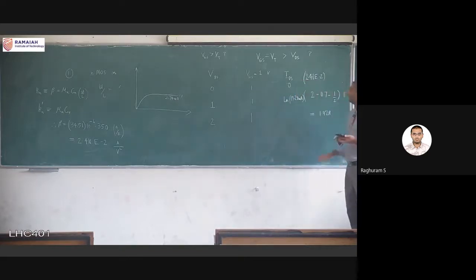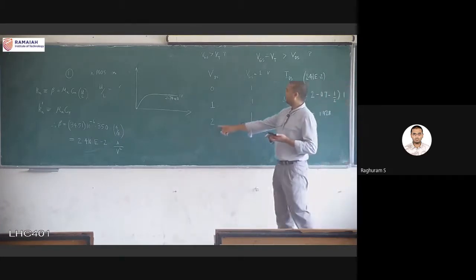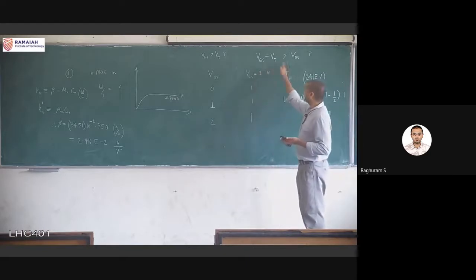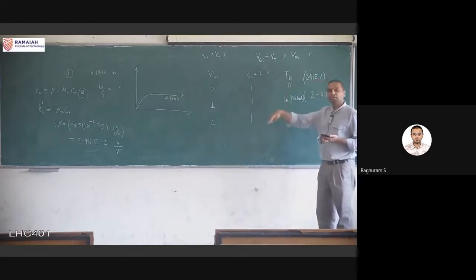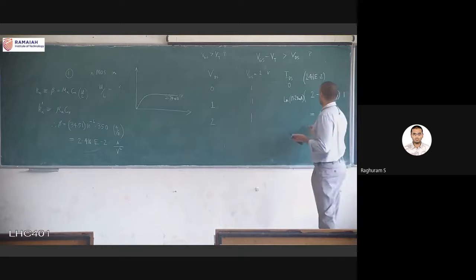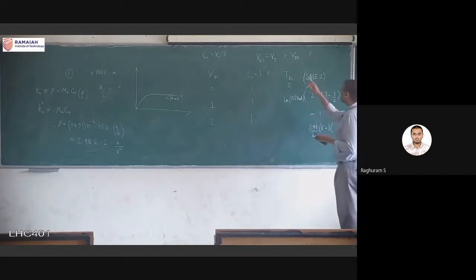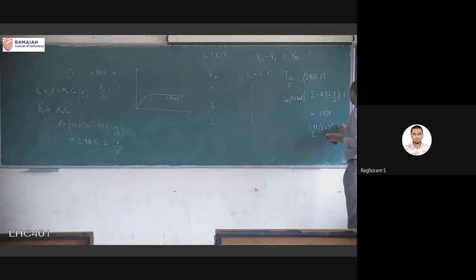Okay, and the next case we have 2 volts for VDS, and now if you compare 1.3 and 2, it would have gone into saturation. So therefore the current is 2.41 by 2 e power minus 2 into VGS minus VT the whole squared. So 1.3 the whole squared.